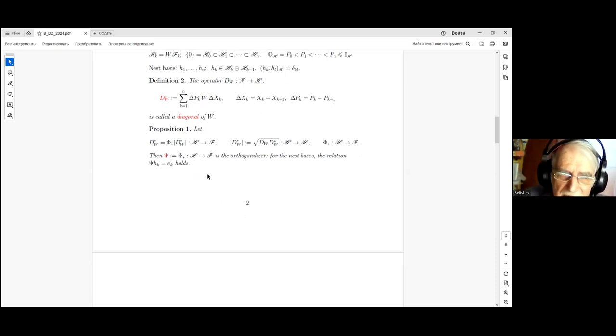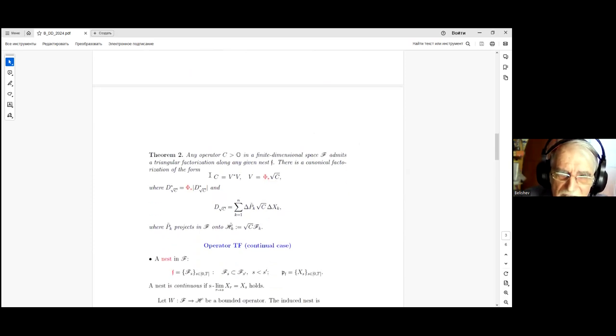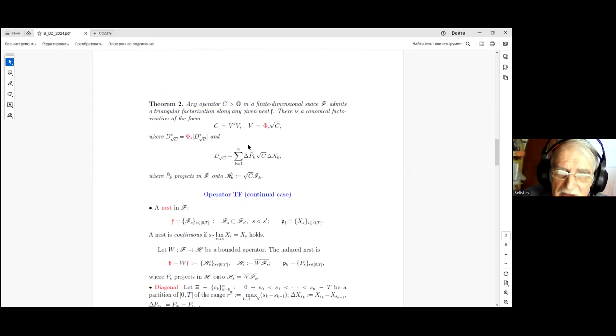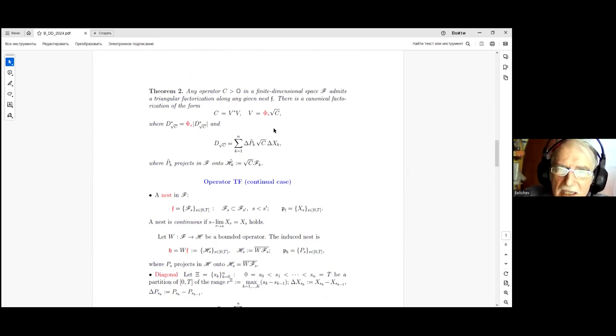This is a result which is quite analogous to the matrix case, and there is a result which explains the role of the diagonal in factorization. If we have a positive definite operator C in a finite dimensional space, and we have a nest in F, then there exists the triangular factorization of this operator, the so-called canonical triangular factorization of this form, which is constructed from the square root of C and the corresponding phase operator of the diagonal.